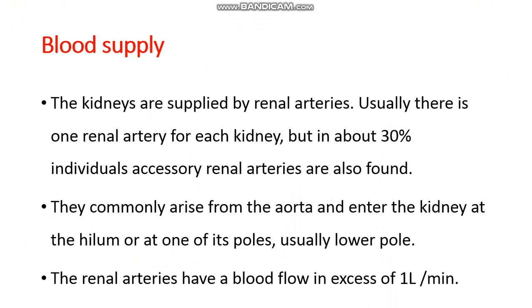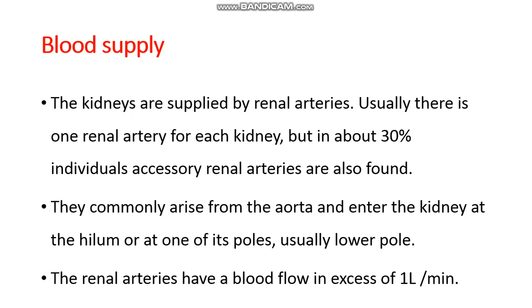But in about 30% of cases, accessory renal arteries may also be found. So 30% of individuals have an accessory renal artery also, and they commonly arise from the aorta and enter the kidney at the hilum at one of its poles, usually the lower pole.